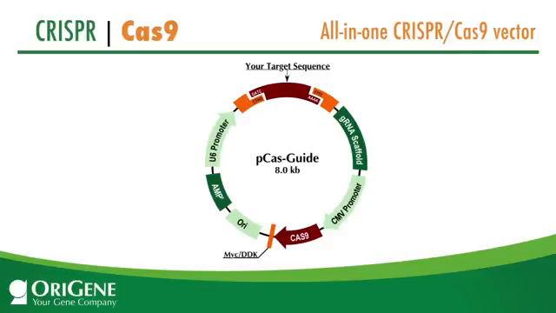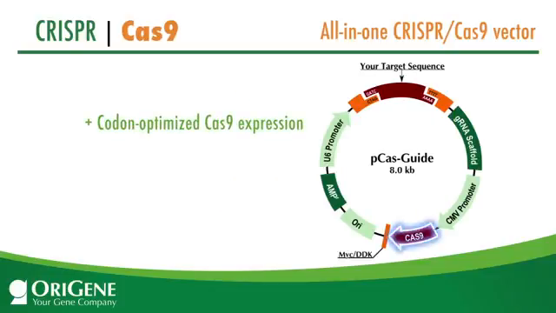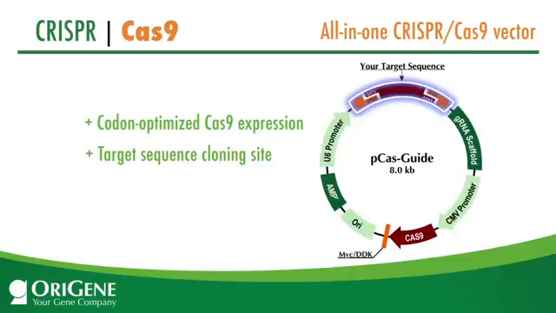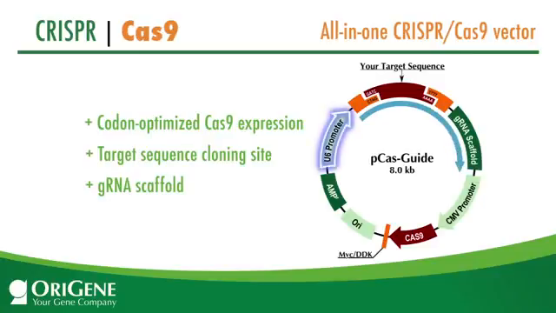Oragene offers an all-in-one vector, p-Cas guide, engineered with all the essential elements for targeted cleavage. The codon-optimized Cas9 expression, a cloning site for the 20-nucleotide target sequence, and a gRNA scaffold downstream of the cloning site to be transcribed into a complete gRNA by a U6 promoter. With a target sequence cloned into this vector, cells transfected with this construct will express Cas9 nuclease and the guide RNA, which will then lead to a sequence-specific double-stranded break in the genome.